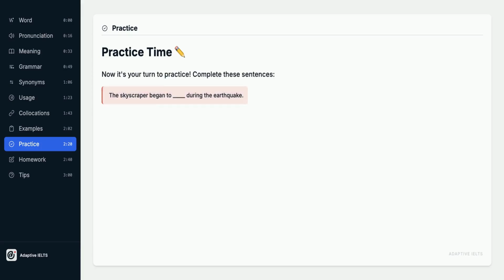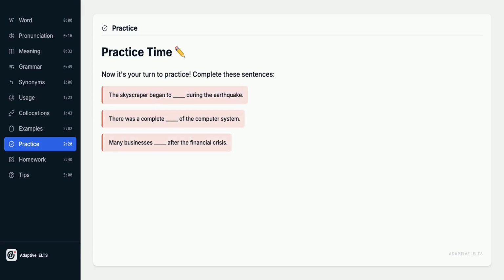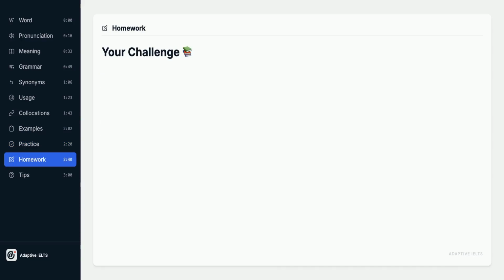Now it's your turn to practice. Complete these sentences. 1. The skyscraper began to blank during the earthquake. 2. There was a complete blank of the computer system. 3. Many businesses blank after the financial crisis. Answers: collapse, collapse, collapsed.